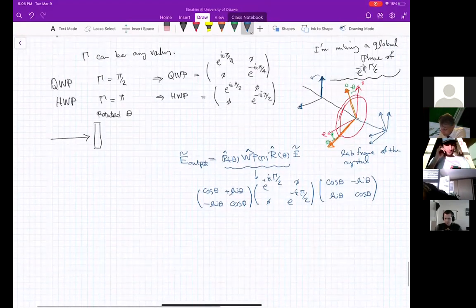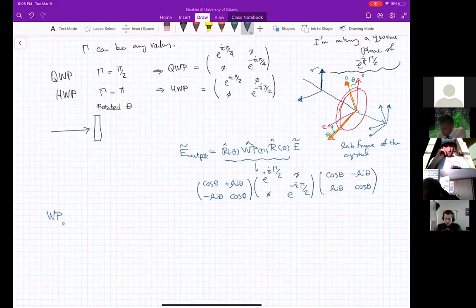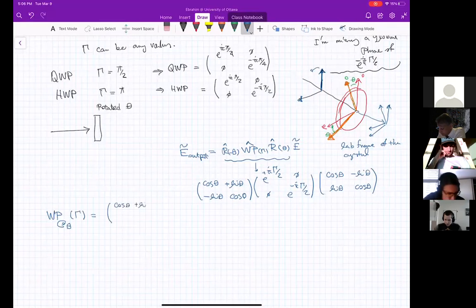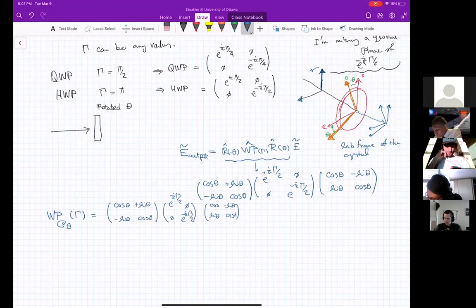The wave plate action at any angle of theta with a retardation of gamma now can be found as cosine of theta, sine of theta, minus sine of theta, cosine of theta, times the gamma matrix and the other rotation. Good.